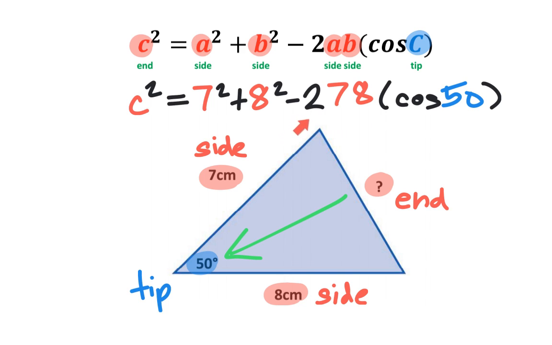It's actually negative 2 multiplied by 7 multiplied by 8 and then multiplied by whatever this is. So I'm going to write a little dot in between just for me to remember that I need to multiply these. I'm not going to be showing you how to do this calculation today, but this is how you replace letters with numbers in the cosine law.